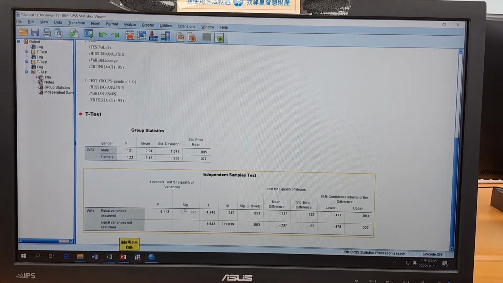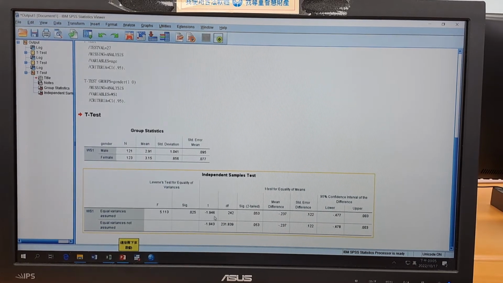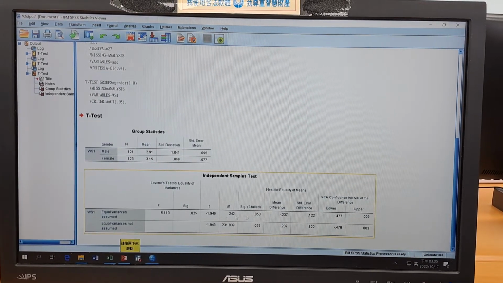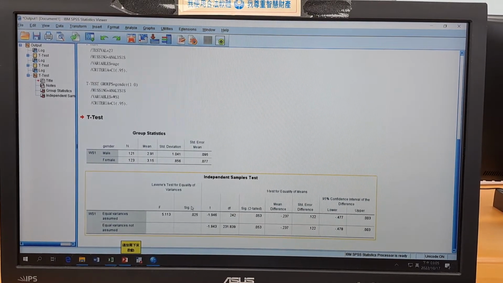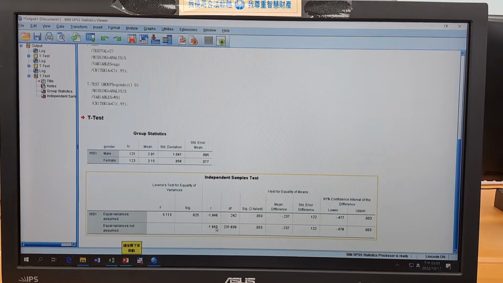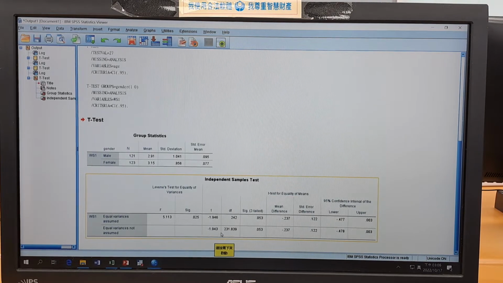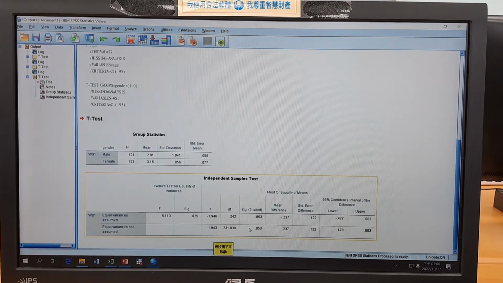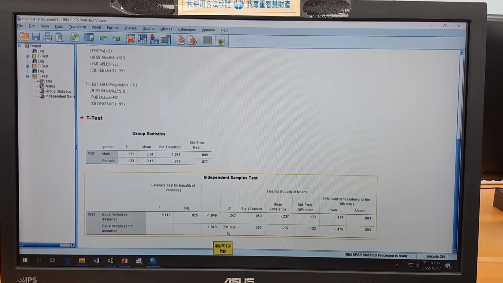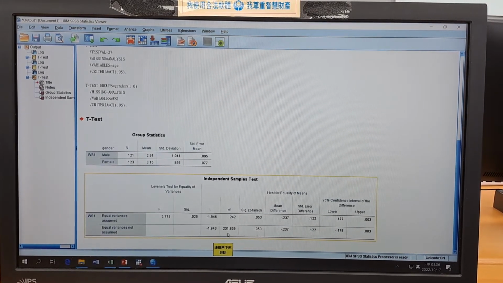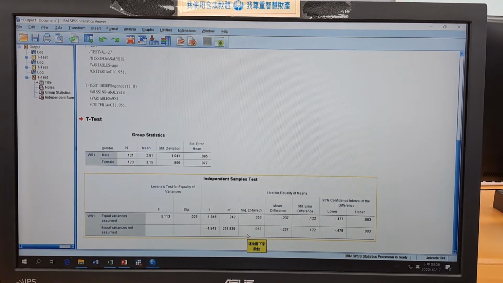If you see this number is not significant, you need to read the first row. So this p-value is to determine which one you want to read. Based on this one, we know that this is significant, so we need to read the second one. The computer will automatically adjust the number. You can see the degrees of freedom changed, but the result doesn't change. Sometimes it changes, but it won't change a lot.